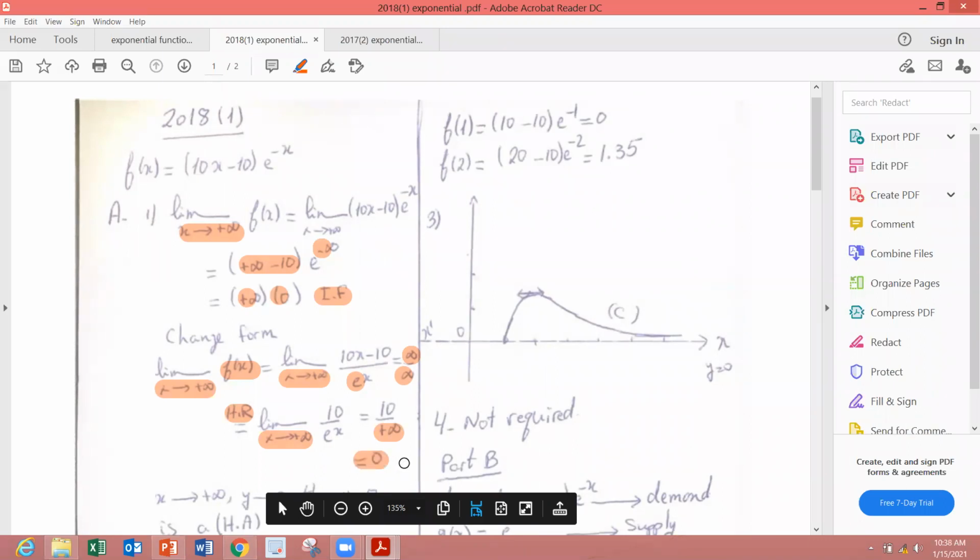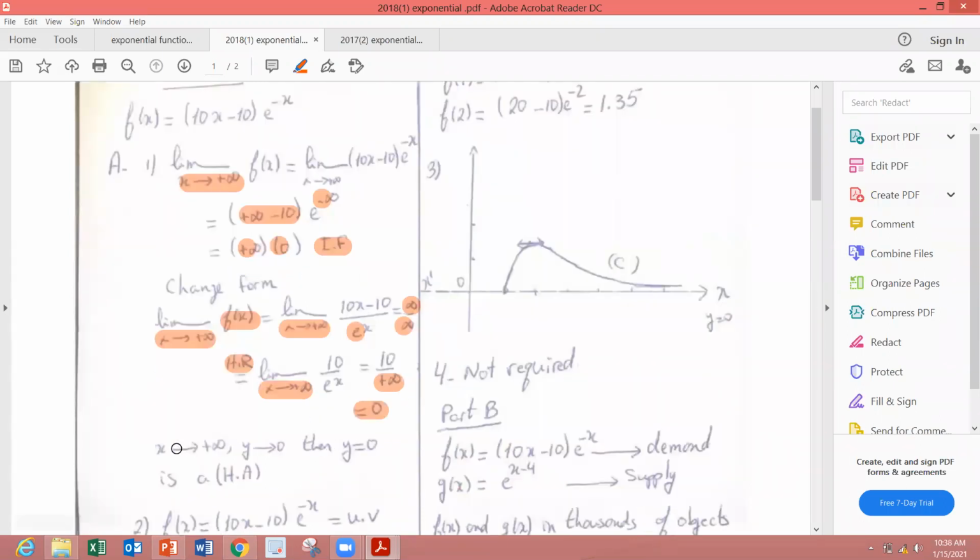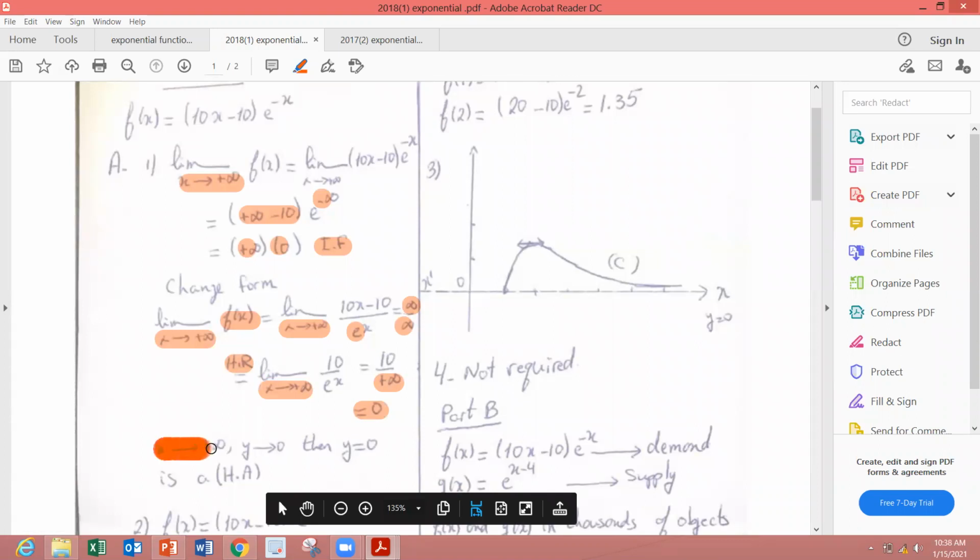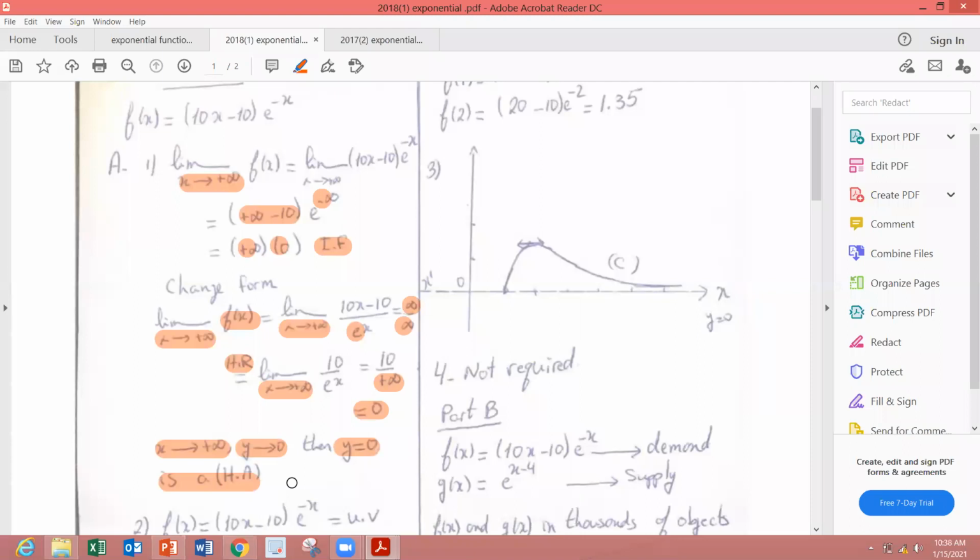What type of asymptote do we get here? Horizontal asymptote. So x tends to plus infinity, y tends to 0. So y equals 0 is a horizontal asymptote. Please, any questions here? No. Okay. Did you write this, or are you still writing?